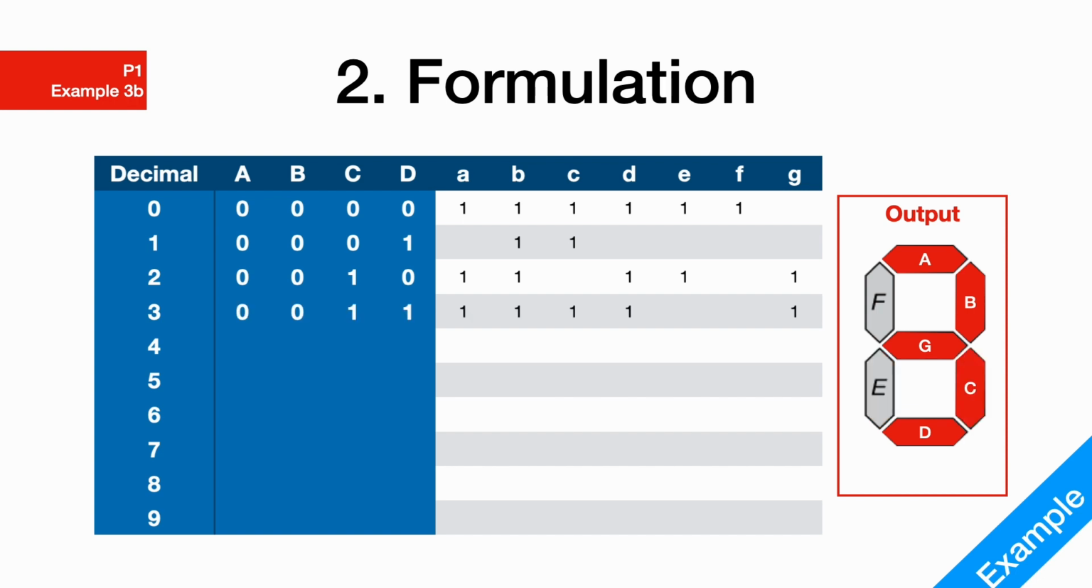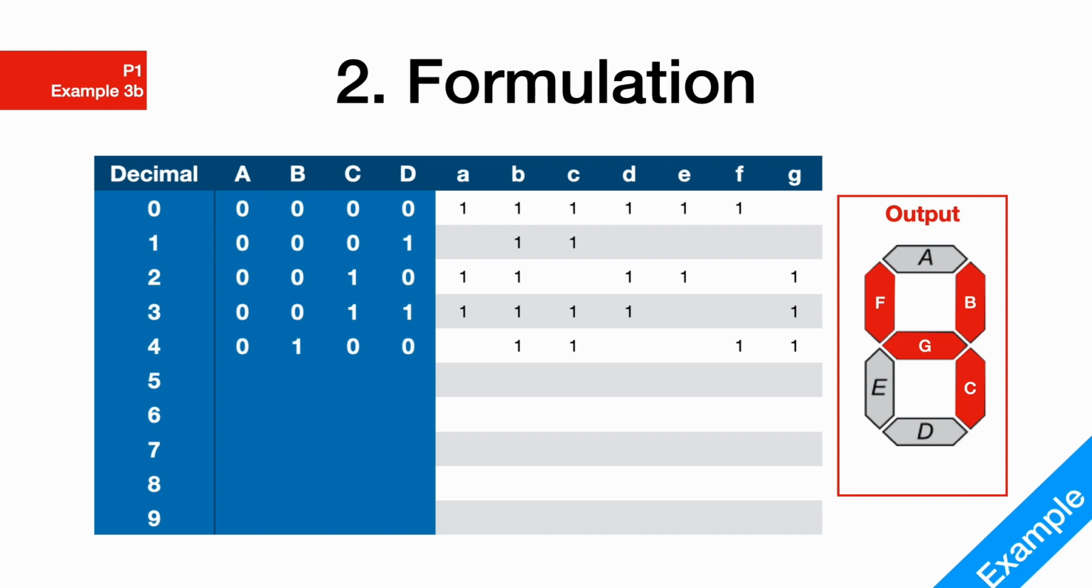So C and F are zeros. Next up, we have 3, 0, 0, 1, 1. Similarly, A, B, C, D, G should be lit up. E, F should be zeros. Next, 4, 0, 1, 0, 0. We should have B, C, F, G lit up, and A, D, and E outputting zeros.